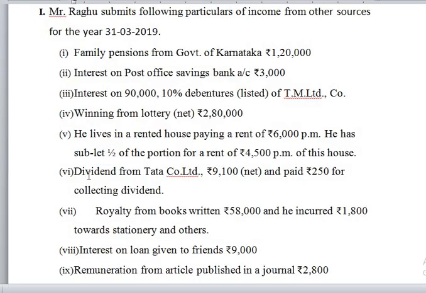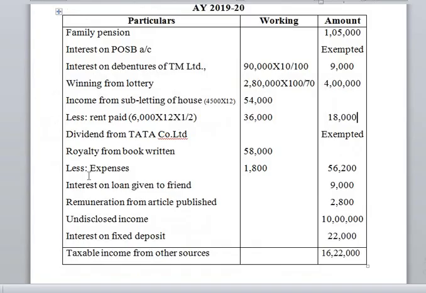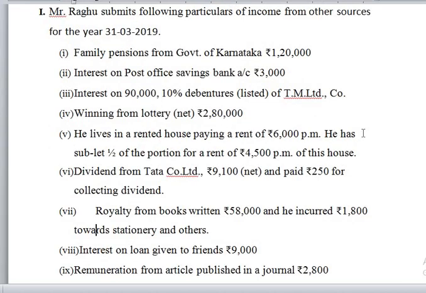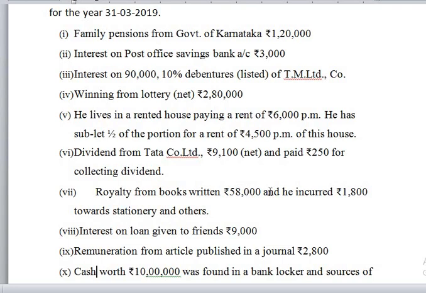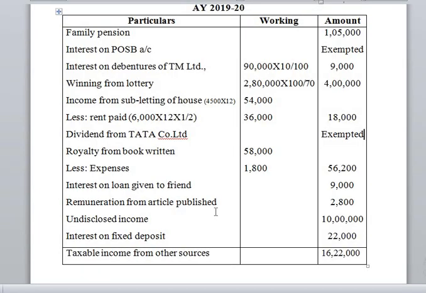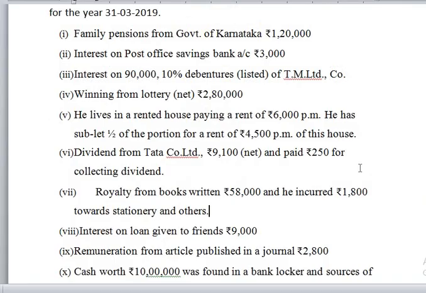Next, dividend from Tata Company Limited, rupees 9,100 net, and paid rupees 250 for collecting dividend. It is a kind of dividend from a domestic company, which is exempted. Next, royalty from books, rupees 58,000, and he incurred rupees 1,800 towards stationery and others. It is income from other sources. First we take the royalty from books, rupees 58,000. Any expenditure incurred on earning such income will be deductible, 1,500. The balance will be the taxable income from royalty.